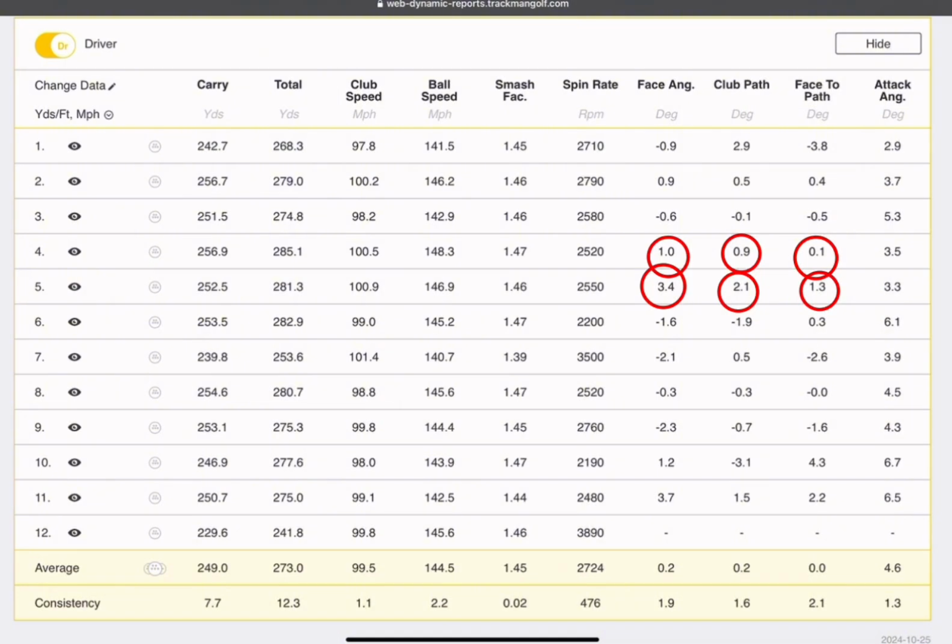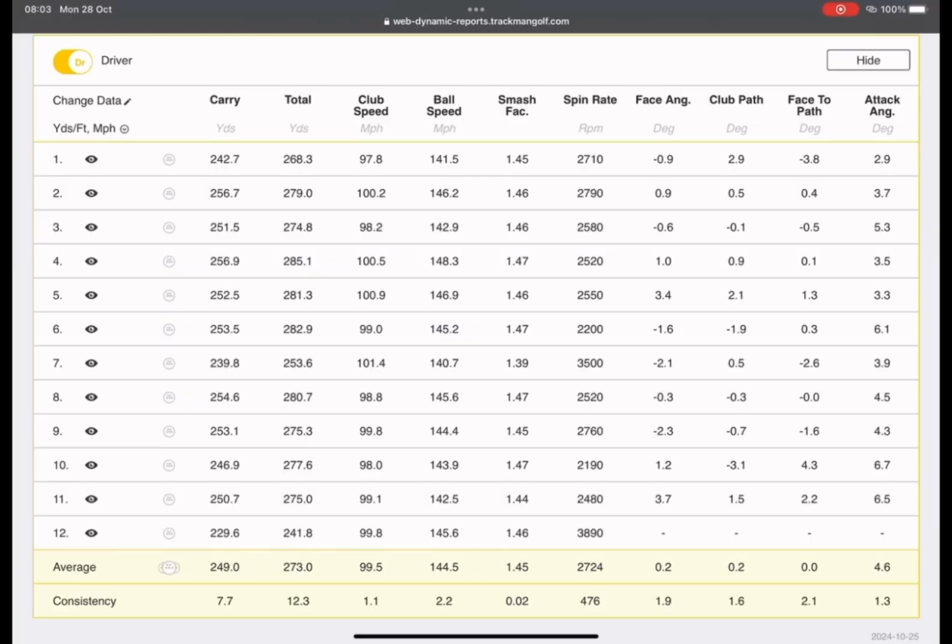Now, if I come up to the driver swings, overall I would say irons are good. We just got to get more consistent with it. Driver swings is where we get a little in trouble. So here's where we've got to get a lot tighter with the numbers, because if we look at the numbers down the bottom, face angle on average is 0.2.